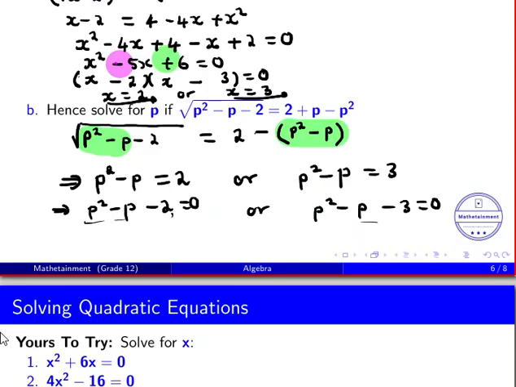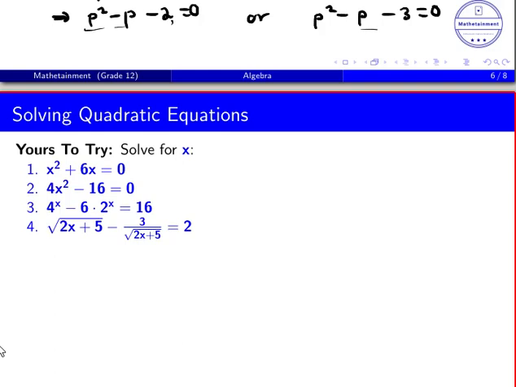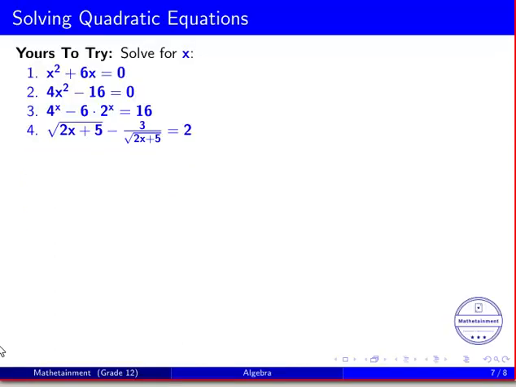Okay, so this is how we end our lesson, but I'm not leaving you guys alone. I'm leaving you guys with your problems to try. So this is yours to try. Solve for x on each of the following equations here. You have x squared plus 6x equal to 0. We have 4x squared minus 16 equal to 0.